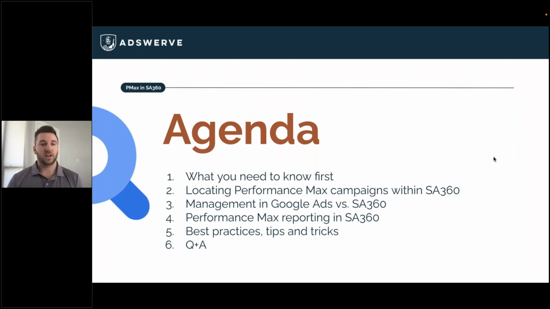Just covering our agenda today, first we're going to talk about what you need to know first. Then we're going to move on to locating Performance Max campaigns within your SA360 account. Then we'll talk about the differences in management between Google Ads and SA360. We'll touch on some reporting features in SA360. Then we'll talk about best practices, tips, and tricks, and then we'll finish with our Q&A.